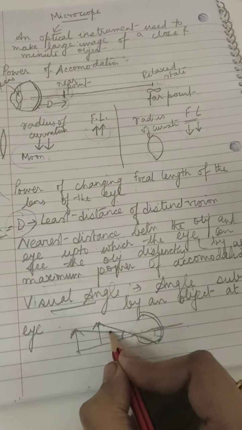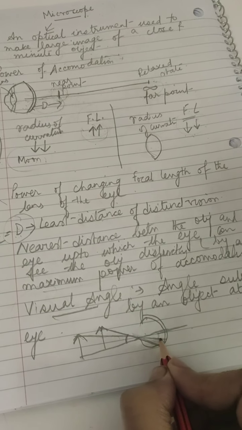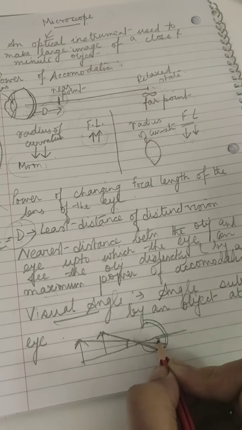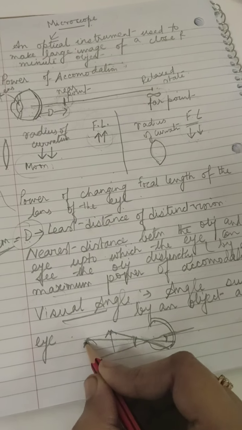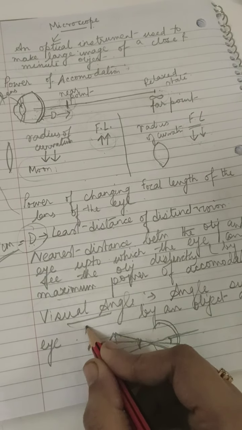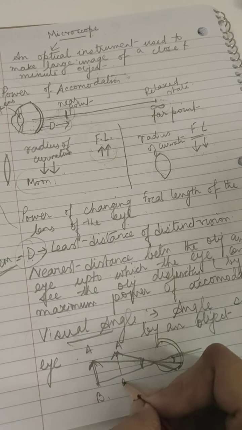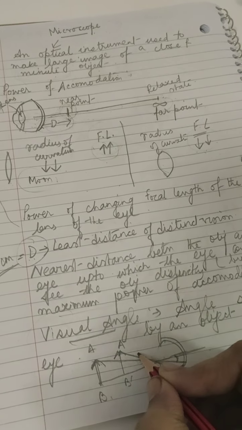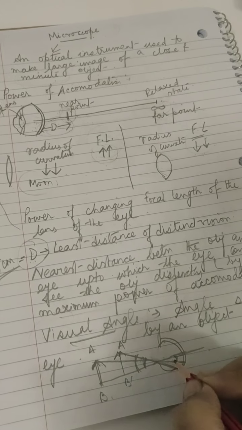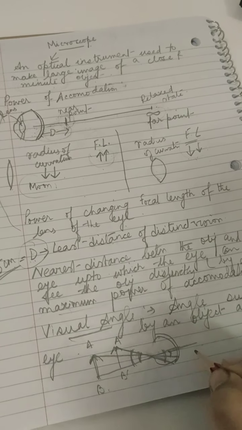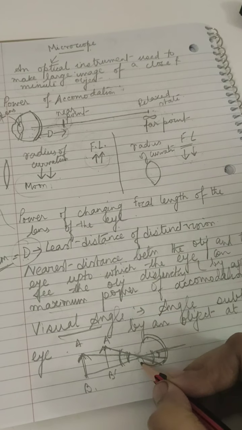For this object, this is the visual angle. This is the visual angle for this object AB. And for the same object which is brought closer to the eye, the visual angle increases. This is now the visual angle. Okay, and this is the eye, of course.